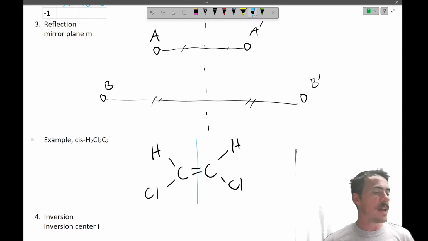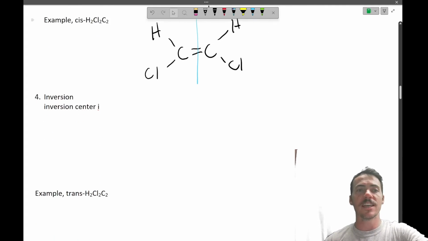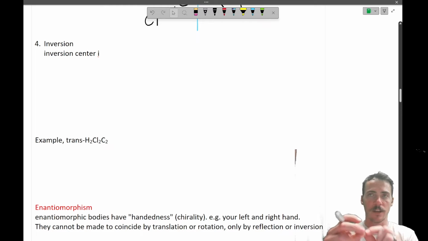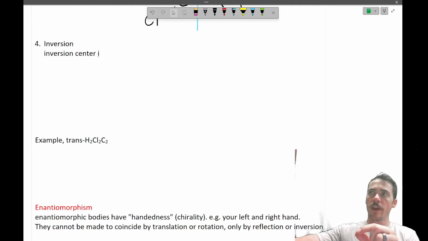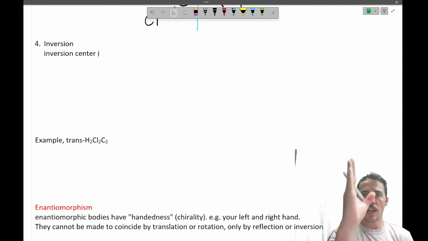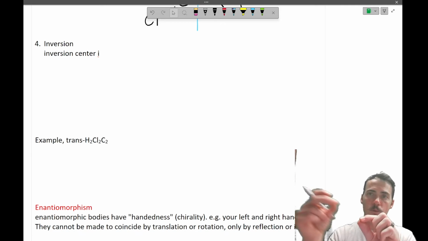All right, the next symmetry element that I want to show you is inversion. Inversion says there exists a point in the lattice, not a plane, but a point, where if you take all the atoms and you pass them through that point to the other side, you end up with an atom in the same position. So it's not the same as a reflection. A reflection happens across a plane. Inversion happens through a point.